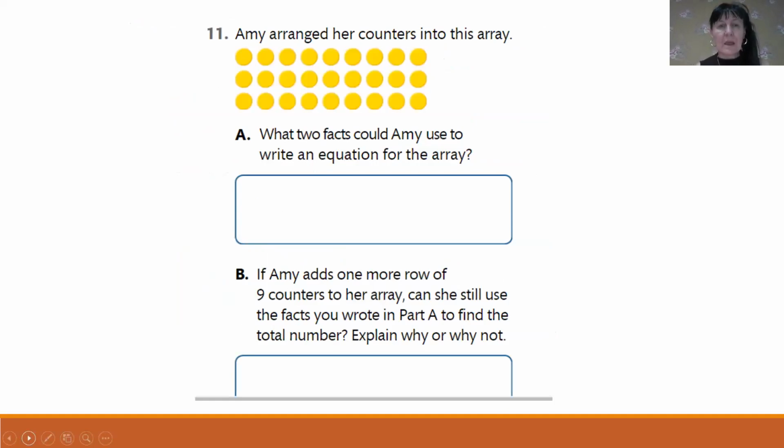Number 11. Amy arranged her counters into this array. What array can you see? You can see an array 3 down. Down goes 3 times. Let's count 1, 2, 3, 4, 5, 6, 7, 8, 9. 3 times 9.